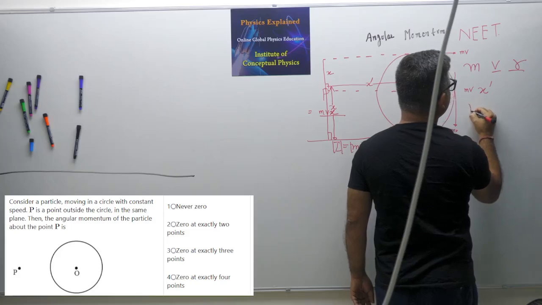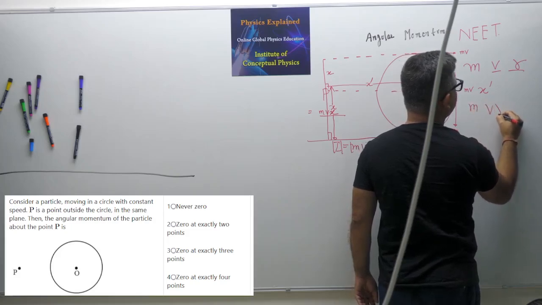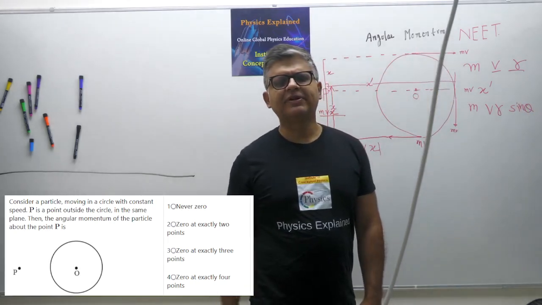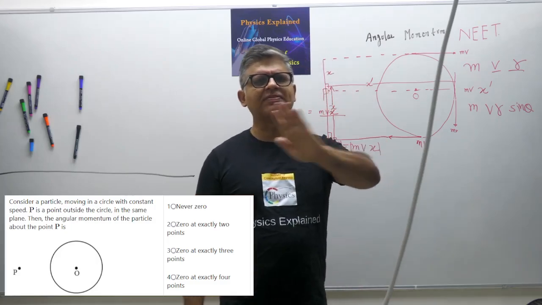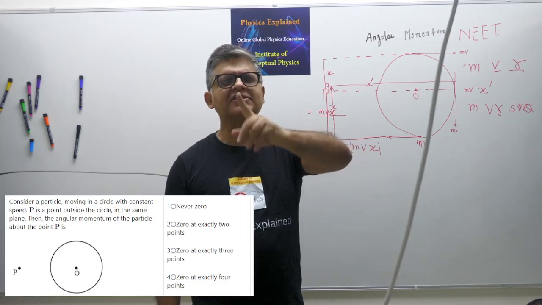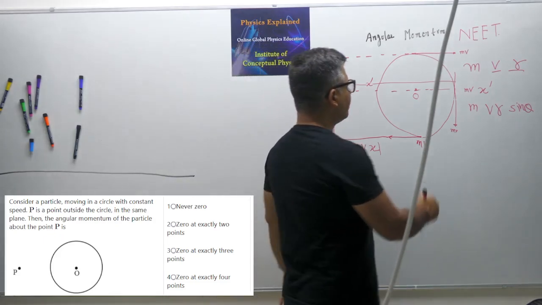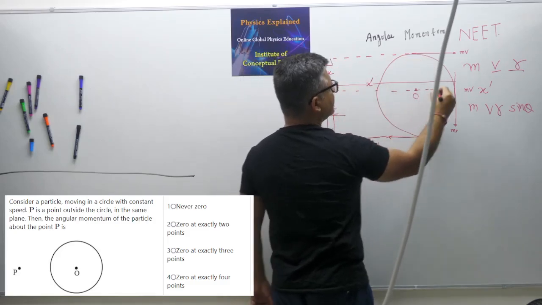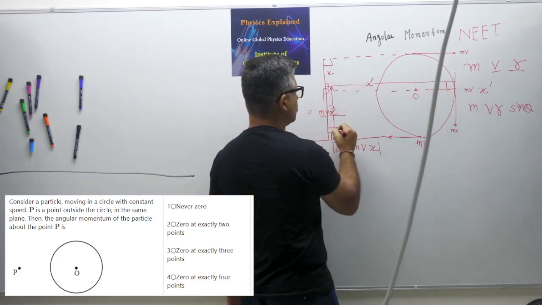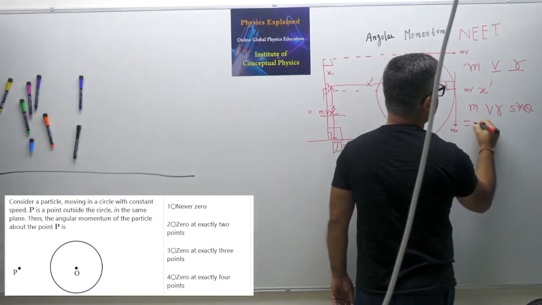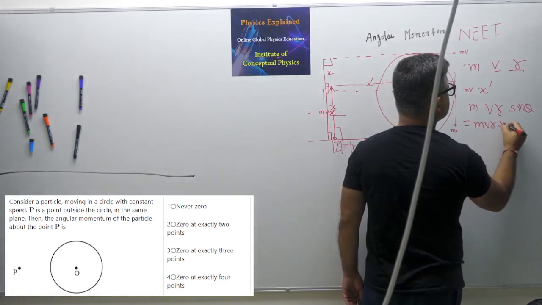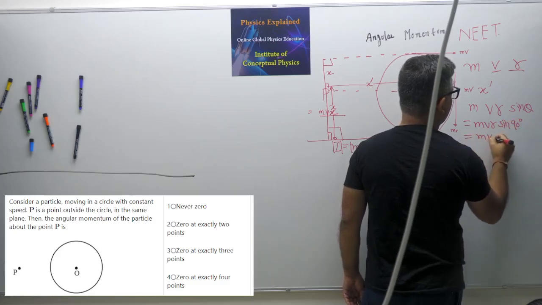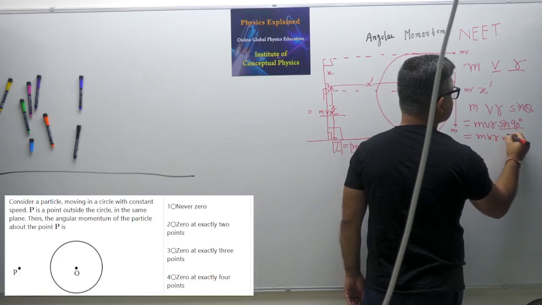So the real value is mvr sine theta, because the angle between the distance from the axis and mv is very, very important, right? All the positions I took had 90 degrees, right? So this was 90 degrees, this was 90 degrees, and so was this. So this is actually MVR sine 90, and this is 1.